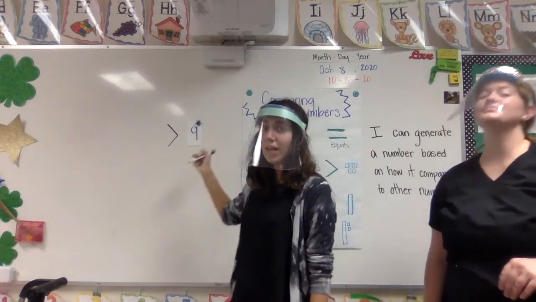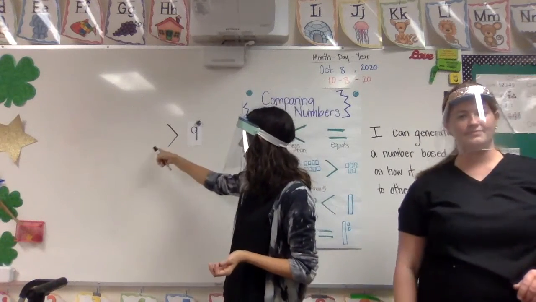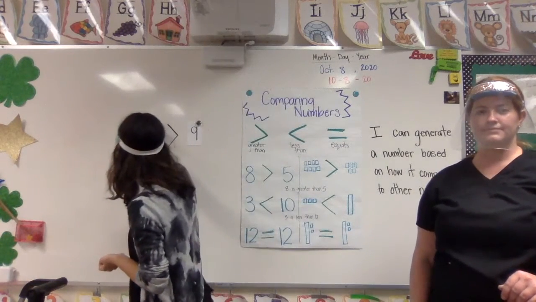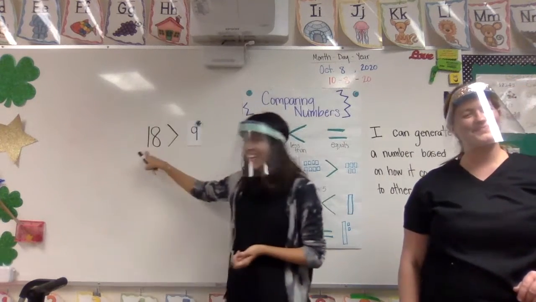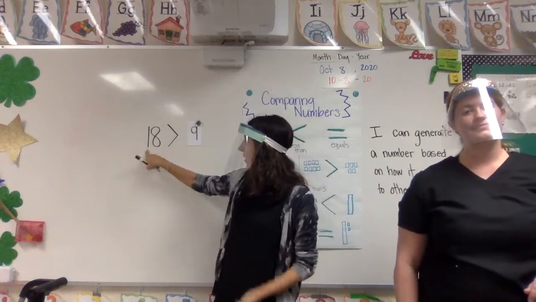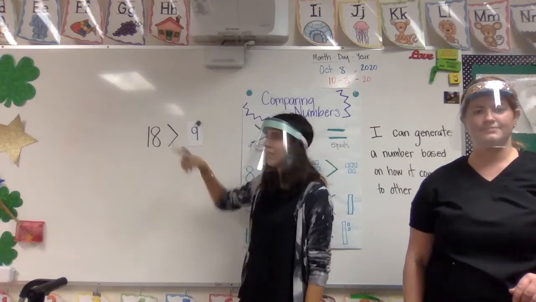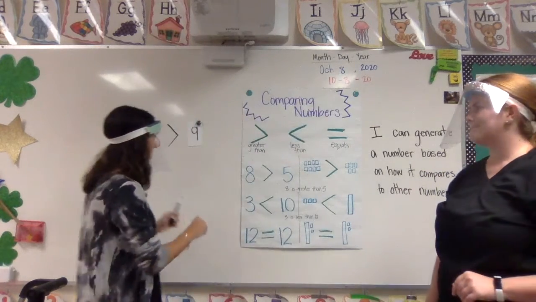I know that 9 only has a number in the ones place. So any number that I picked that had a number in the tens place as well would be greater than 9. So I could pick one of my favorite numbers, 18. And I know that 18 would be greater than 9 because I have a 1 in the tens place here and I have a 0 in the tens place in my 9. Great job, Miss Lestico.